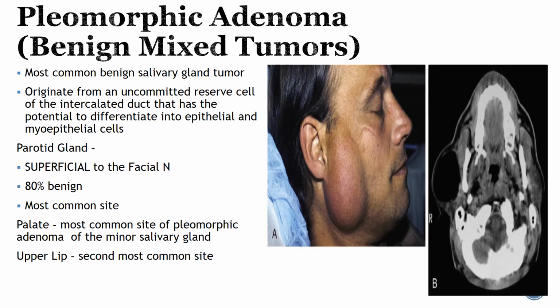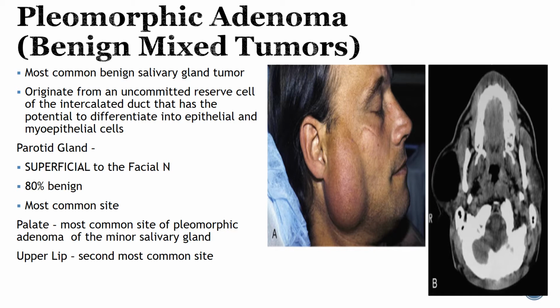The term pleomorphic was chosen to describe these tumors because they possess morphologic diversity with both epithelial and mesenchymal components in various proportions. They originate from an uncommitted, reserved cell of the intercalated duct that has the potential to differentiate into epithelial and myoepithelial cells. They occur most commonly in the major salivary glands, but may also arise from the minor salivary glands of the upper respiratory and alimentary tracts.